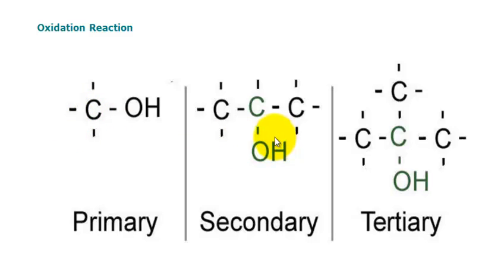Now, this is a primary alcohol because the C-OH is attached to one other carbon. This is a secondary alcohol because the C-OH is attached to two other carbons. And this is a tertiary alcohol because the C-OH is attached to three other carbons.